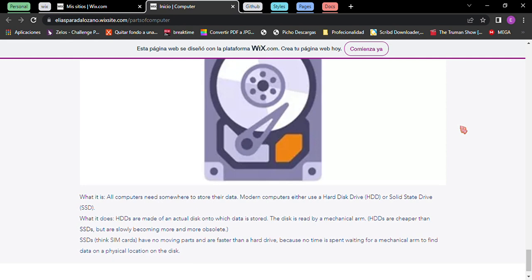Number five, storage. What it is: a computer needs somewhere to store its data. Modern computers use either a hard disk drive (HDD) or a solid state drive (SSD).